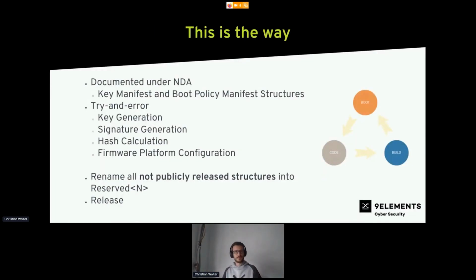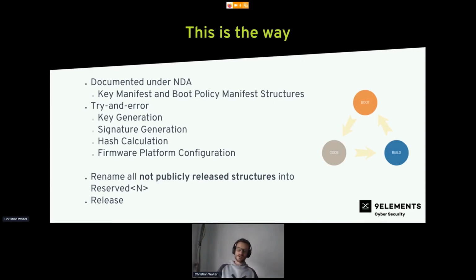How did we do it, or what approach did we go with? To be honest, it's pretty much straightforward, right? I would love to make it sound more complex, but however, it's pretty much straightforward. There are a couple of documents about CBNT, and Intel provides them all under NDA, so you cannot share them freely. However, all the structures that you need to implement, like the key manifest and the boot policy manifest structures, are well documented under NDA. So if you write tooling for these kinds of things, you can basically just copy what's in the specification, put that into Golang code, and off you go.